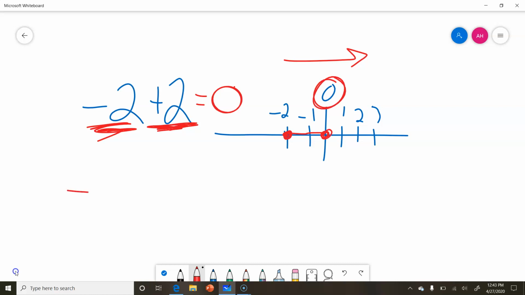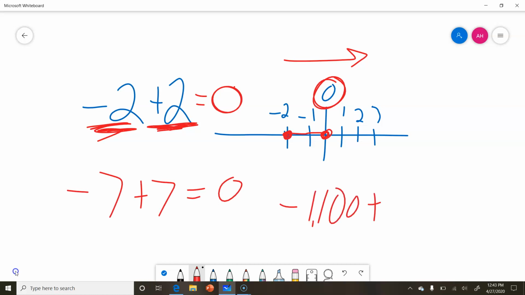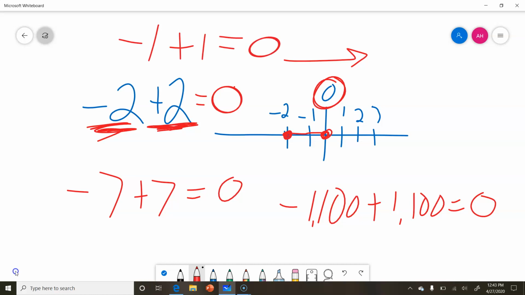So anytime you have anything, negative 7 plus 7, 0. Negative 1,100 plus 1,100 is 0. Anytime you have anything like that, you always get 0. Okay, that's easy to understand because they're opposites, right? They're the same distance from 0 on the number line. So if you're down here at negative 7 and then you add 7, you don't get all the way to 7, you just get exactly to 0. Okay, pretty easy to understand. I think you guys can understand that.